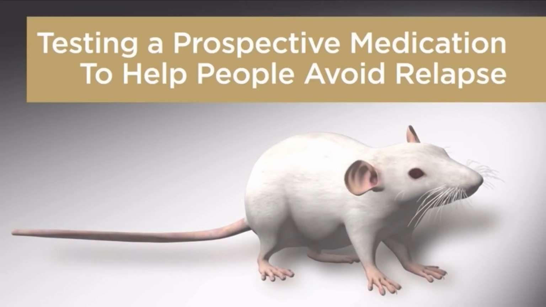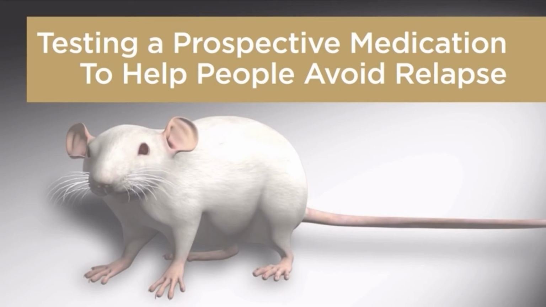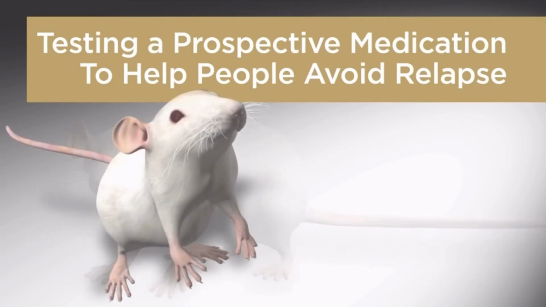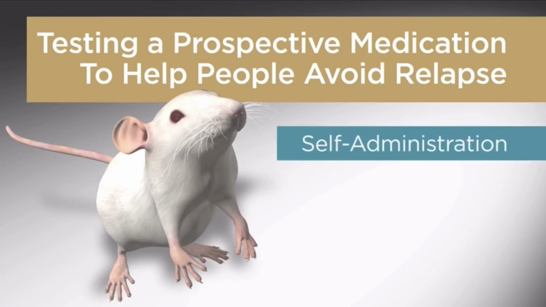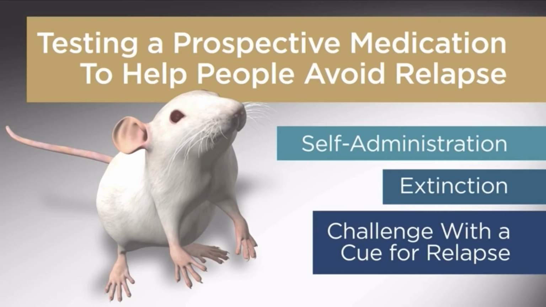This animation shows a basic experiment that researchers use to test whether a prospective new medication might help people avoid relapse to an addictive drug. With this experiment, researchers rapidly screen potential medications in animals to identify those that hold promise for improving addiction treatment. The experiment has 3 phases: self-administration, extinction, and challenge with a cue for relapse.